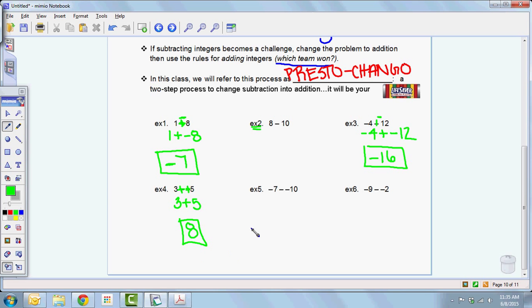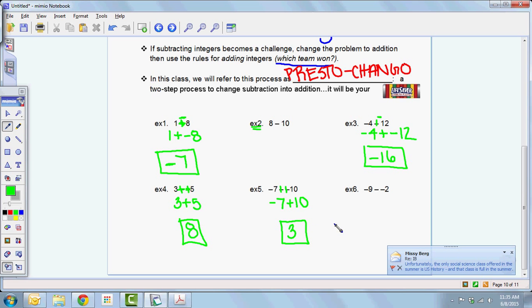Okay? I'm going to try one more with you. So I have negative 7 minus a negative 10. I'm going to Presto Changeo. So this becomes negative 7 plus 10. So I've got opposite signs. I'm going to subtract them. 10 minus 7 is 3. And my bigger number was positive, so it's going to be a positive 3. Okay? Try example 3, and then we'll just do a ton of practice next time we see each other.